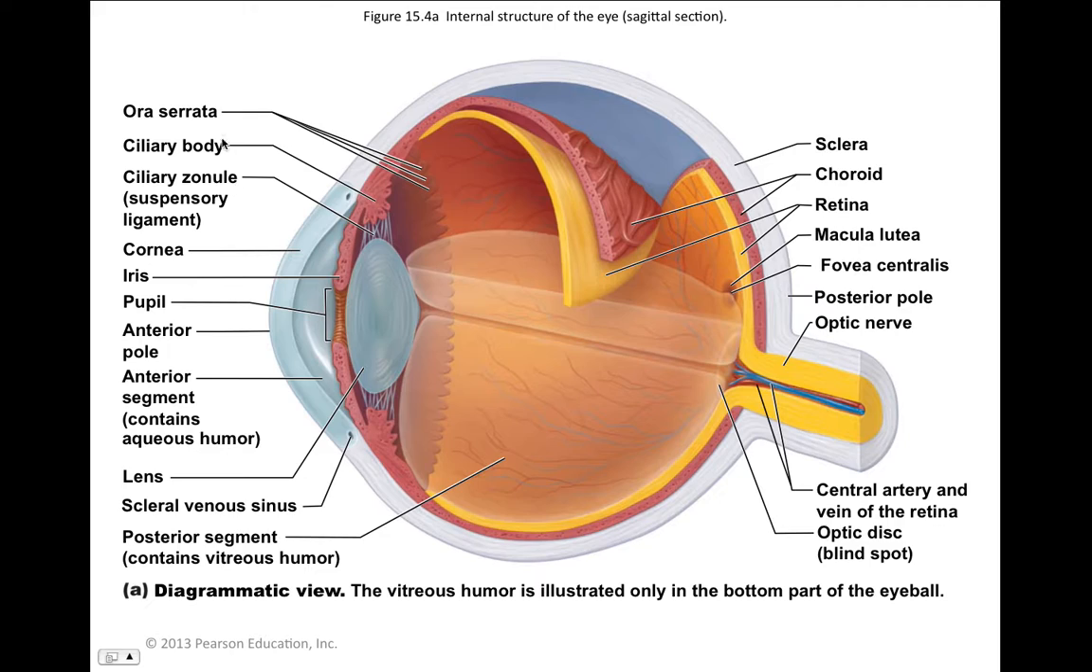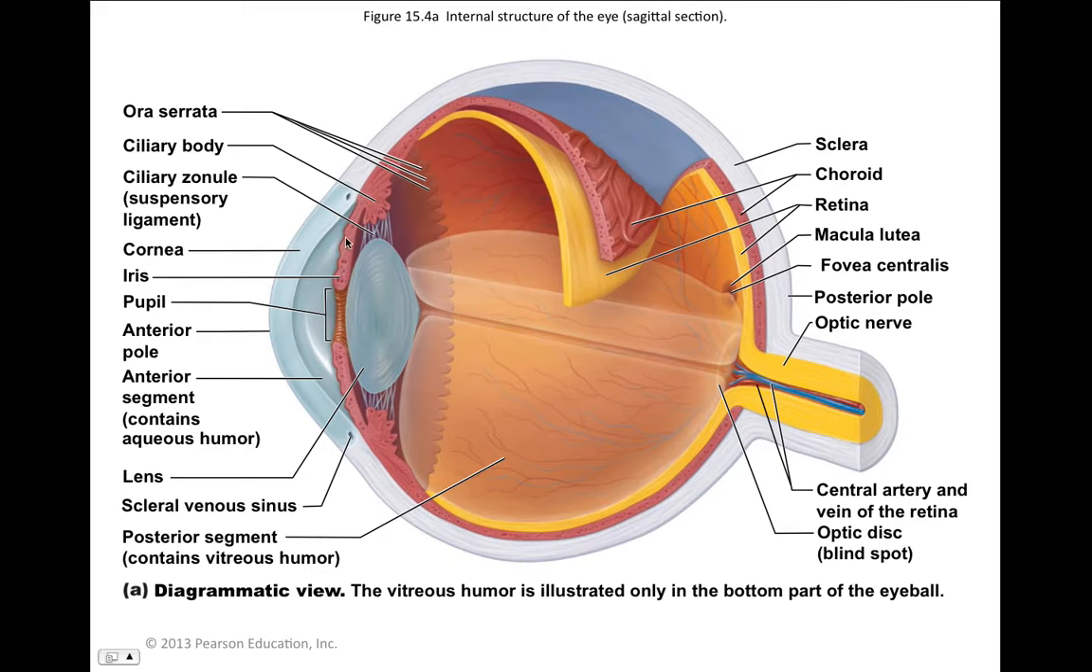Okay, so we've talked about several of the different components. So here is the lens, the suspensory ligaments, and the ciliary bodies. This line here is separating the anterior and the posterior segments. So here is the posterior segment with the vitreous humor, which is lasting a lifetime. It's created in the embryo. Back here is the optic disc with the optic nerve, the central artery and vein, and there is the fovea centralis with the macula lutea, that's the focal point. It's directly posterior to the lens and the pupil. Here's the pupil, it's the open space.